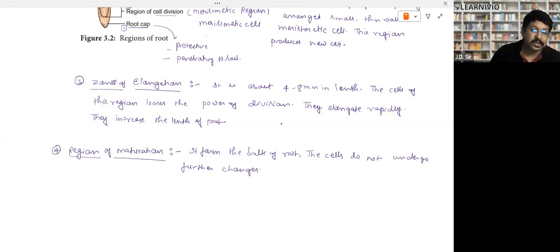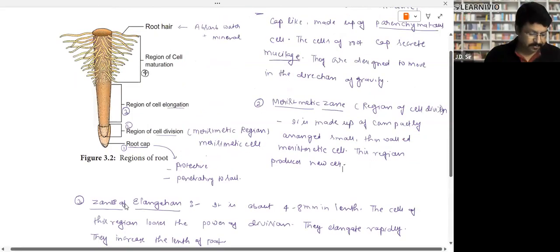Last but not the least, the region of maturation. It is firm. It forms the bulk of the root. The cells do not undergo further changes, right? Further changes do not take place. Fine. So this is called the region of maturation. So is that clear? There are four regions.